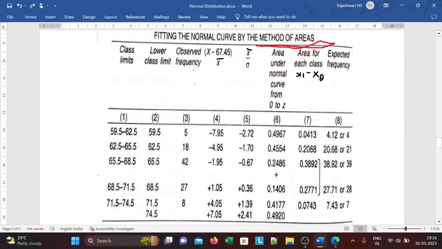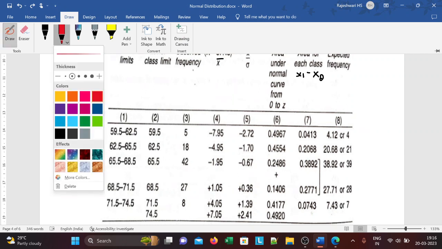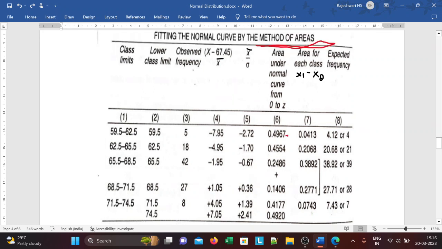Yes, so 0.4967. Table value of 1.70 is 0.4554. So like that we'll find out the z value here. So after that, area for each class. So x1 minus x2, that means we are going to find out the difference between these two things. So here, 0.4967 minus 0.4554 is our seventh column.